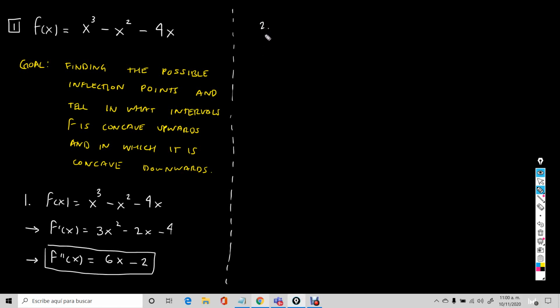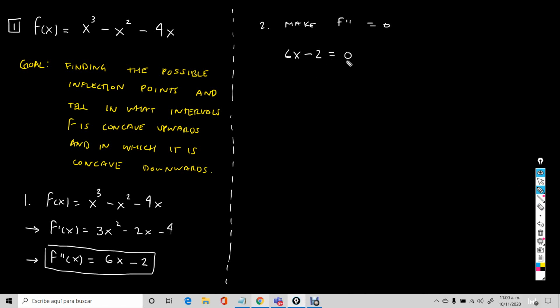Okay, second step. Make fb prime equal to 0. So this is my second derivative. I don't have to write down the f anymore. I just have to write down this part, because this is my second derivative, and I'm going to make it equal to 0.